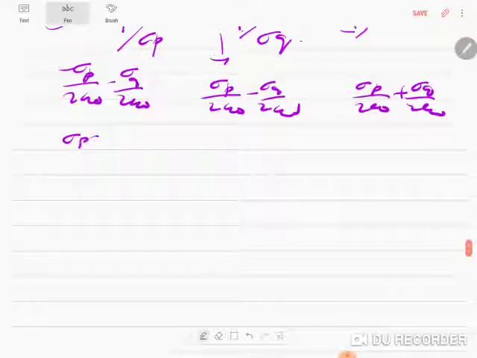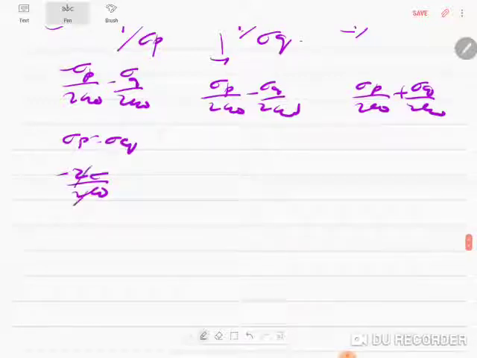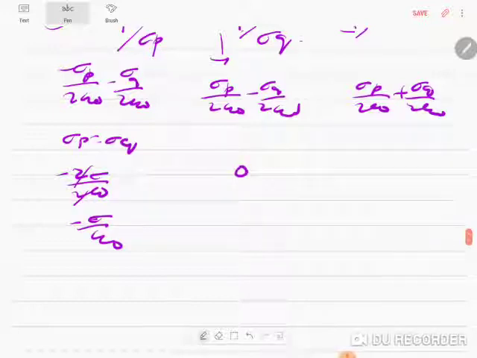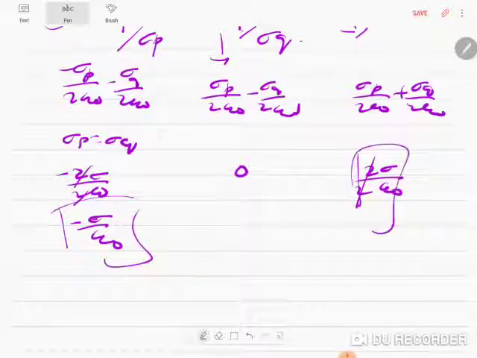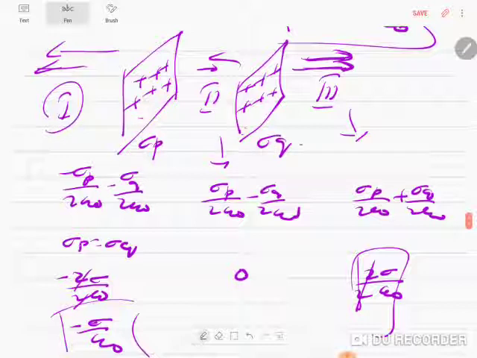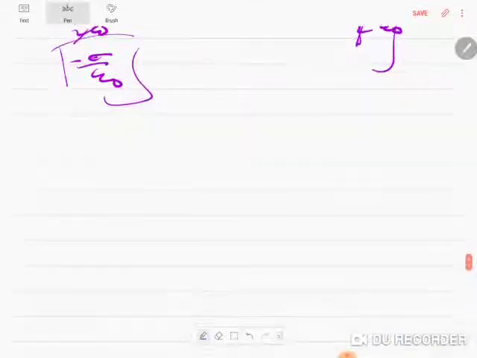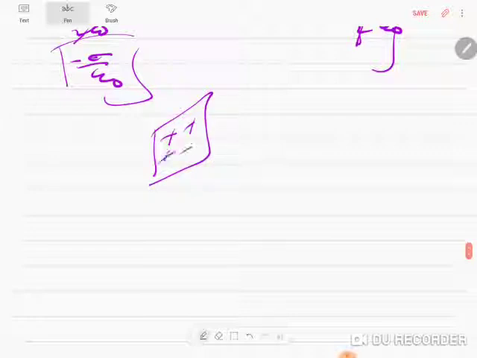Considering that sigma p is equal to sigma q, we get minus 2 sigma by 2 epsilon naught, so minus sigma by epsilon naught. Here this and this will get cancelled, in that case the electric field becomes 0. In this case it will be 2 sigma by 2 epsilon naught, so it's positive here. You can understand that when it's positive and positive, the electric field can be 0 in between, but when it's positive and negative, the electric field will not be 0 in between, correct?